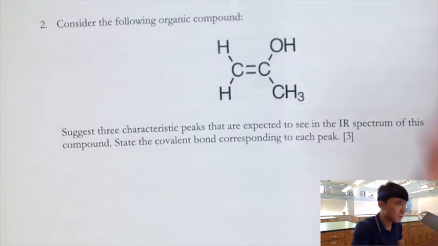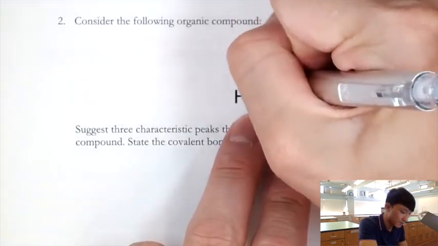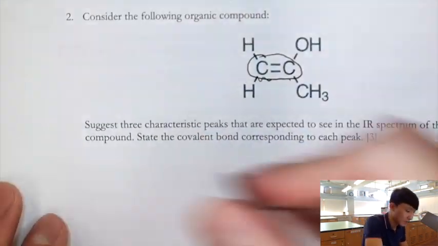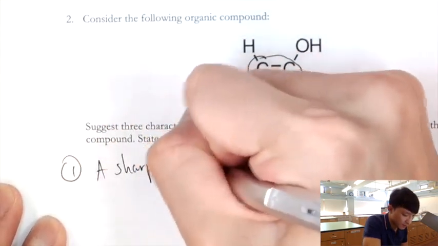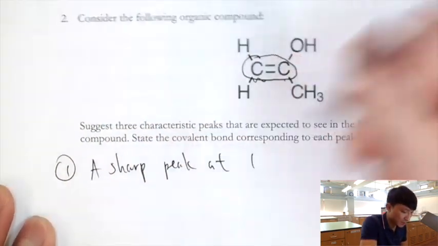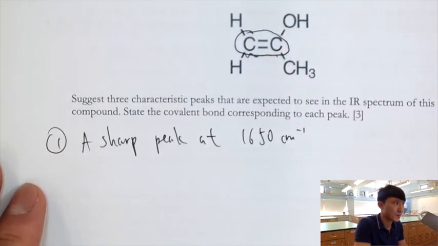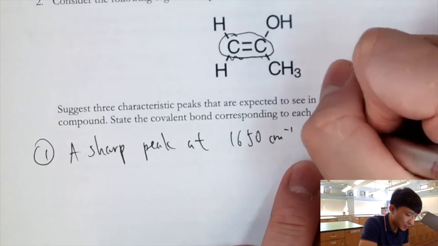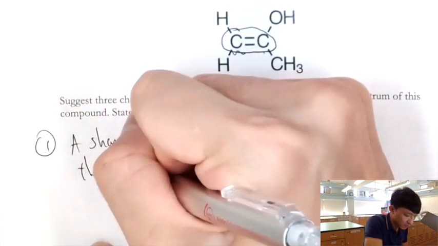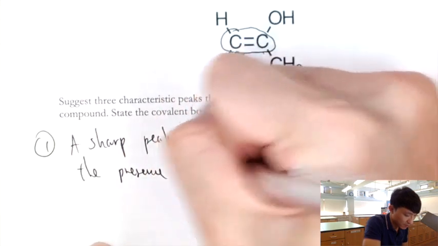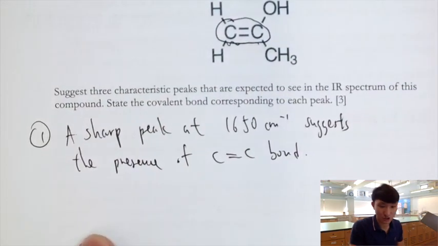So first of all, maybe I will talk about the C=C double bond over here. So I would say, 1, a sharp peak at 1650 cm^-1 suggests the presence of a C=C double bond, just like that.